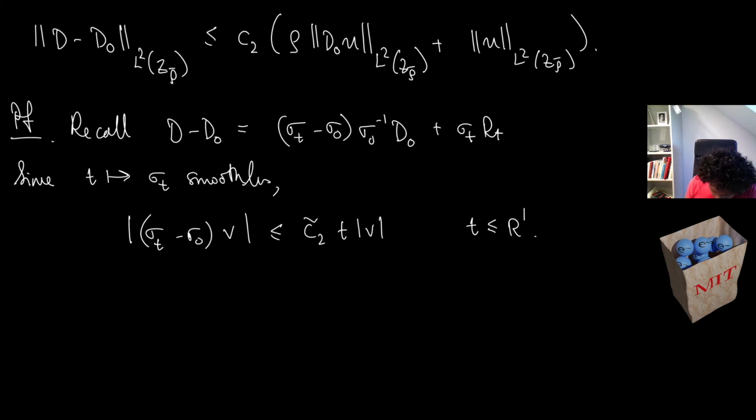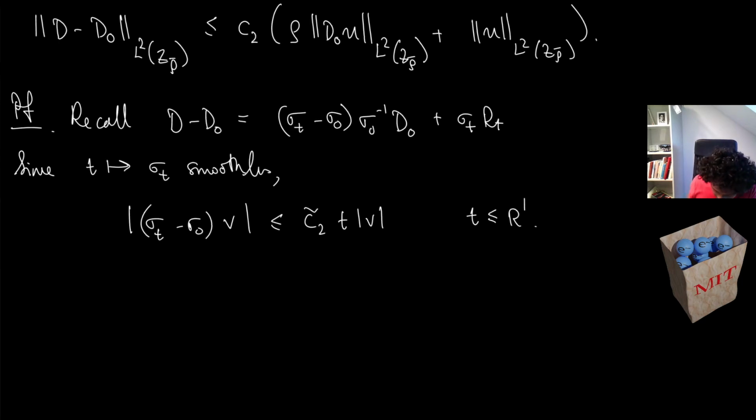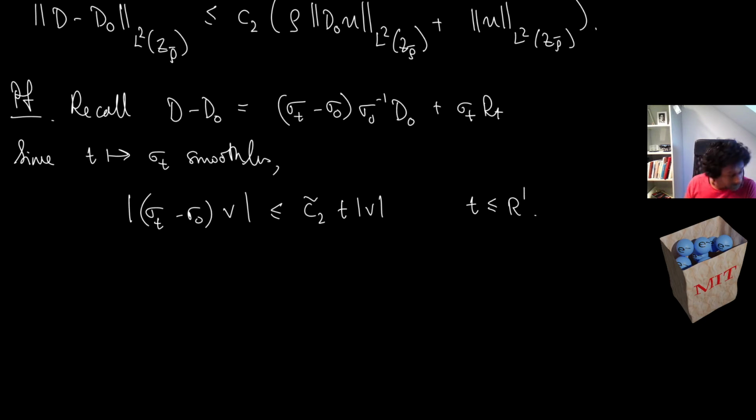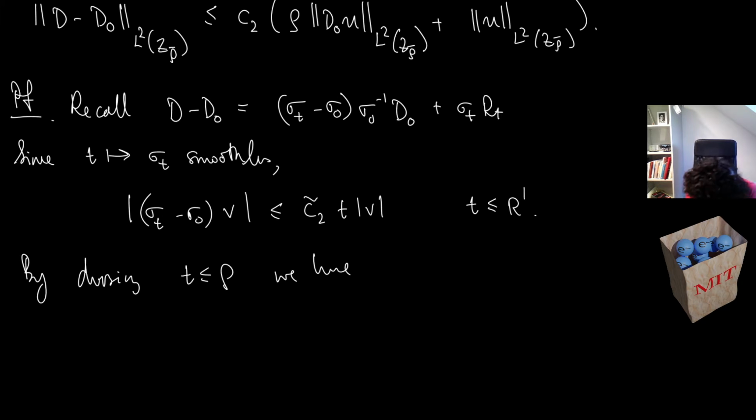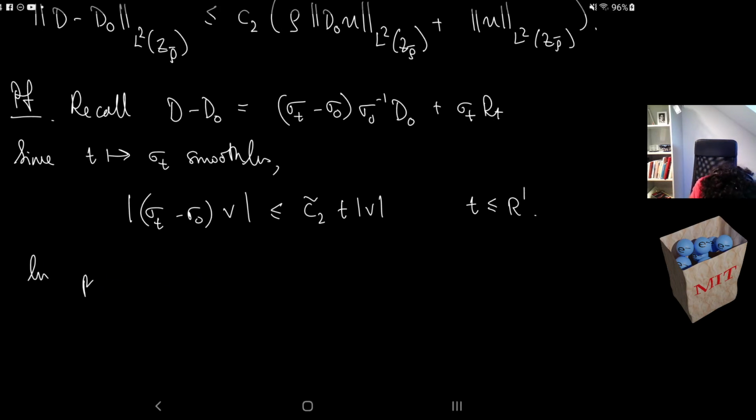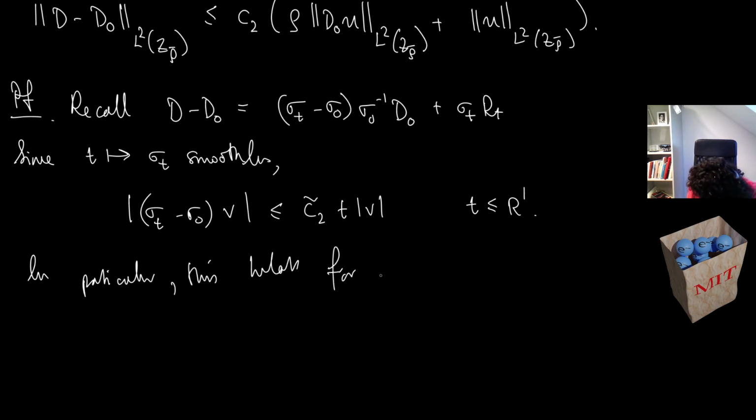All right. Because we have that t maps smoothly, we have this Lipschitz estimate, and so by choosing t less than or equal to rho in particular, I should say in particular this holds for t less than or equal to rho, right? Okay.